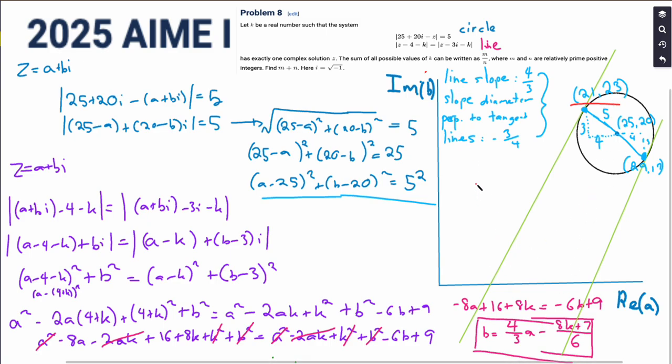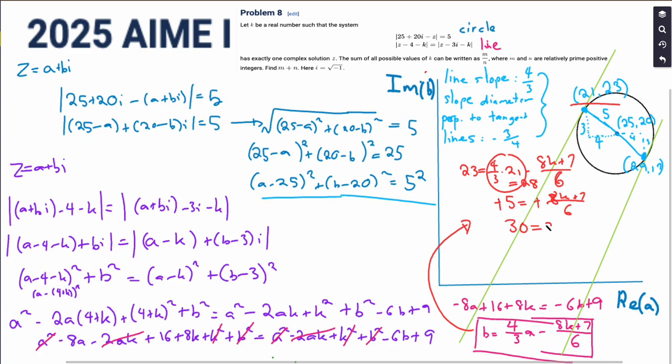So plugging in 21, comma 23, a comma b back into this equation, we get 23 equals 4/3 times 21 minus 8k plus 7 over 6. And this clearly is equal to 28. So we have that -5 is equal to -8k plus 7 over 6. And then the negatives cancel. 6 goes to that side. We get 30 equals 8k plus 7. And this yields a solution of k being 23 over 8. Okay, so that's one possible solution for k. What about the other possible solution for k? So this is one possible.